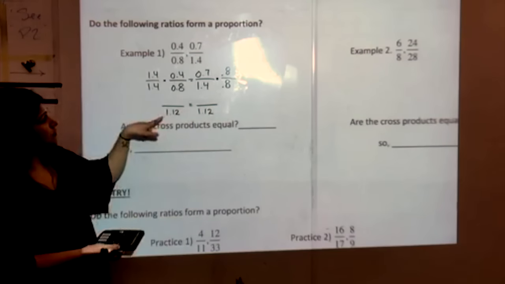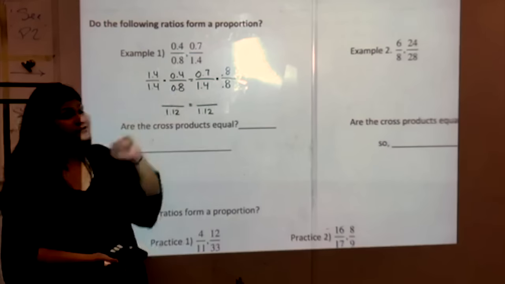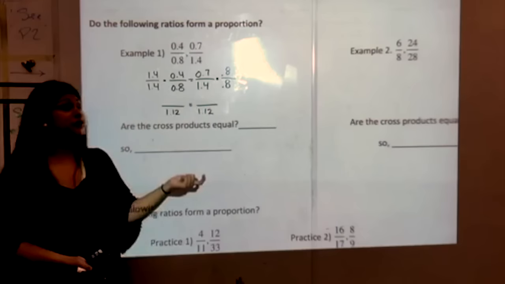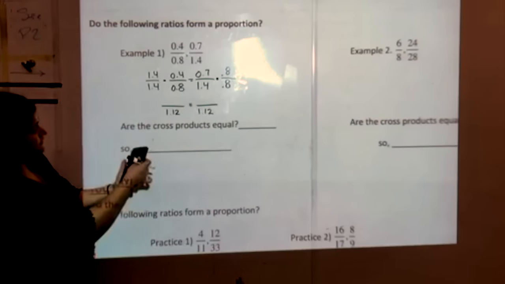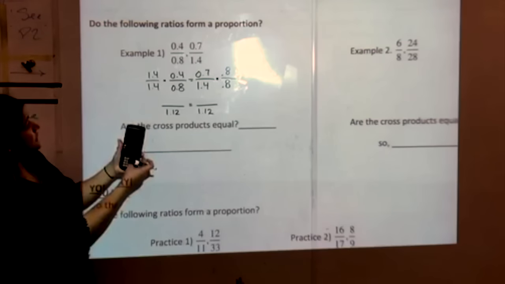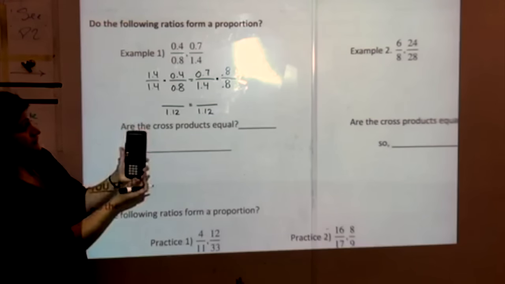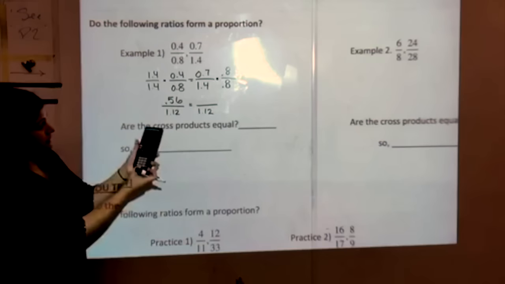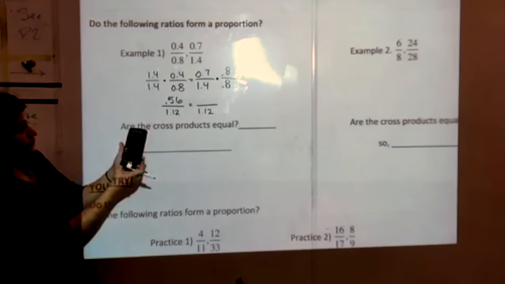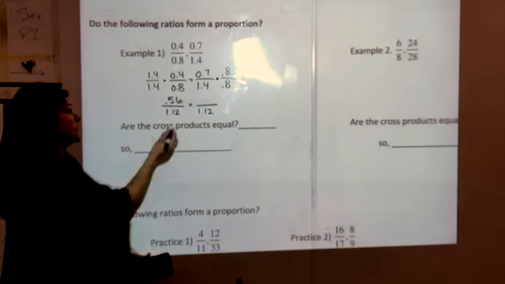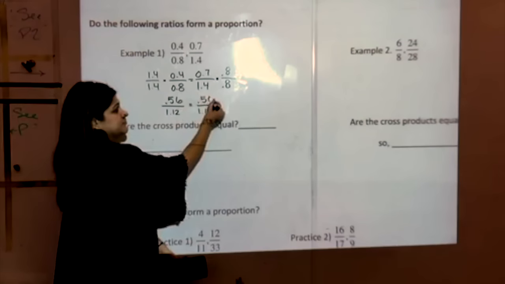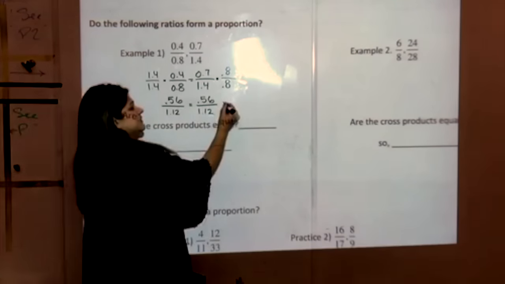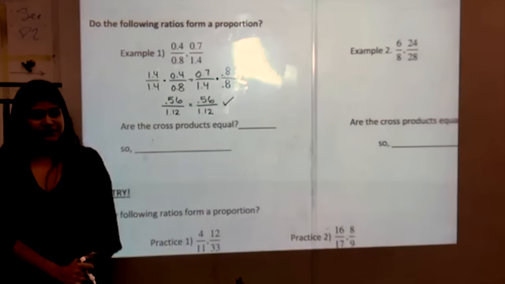This will ensure that I get 1.12 for my denominator, right? Because I wanted them to have the same denominator for the purpose of comparing them. And then our numerators, we have 1.4 times 0.4, giving us 0.56. Then we have 0.7 times 0.8, which will also give us 0.56. By the use of equivalent fractions, we can also see that they are proportional.